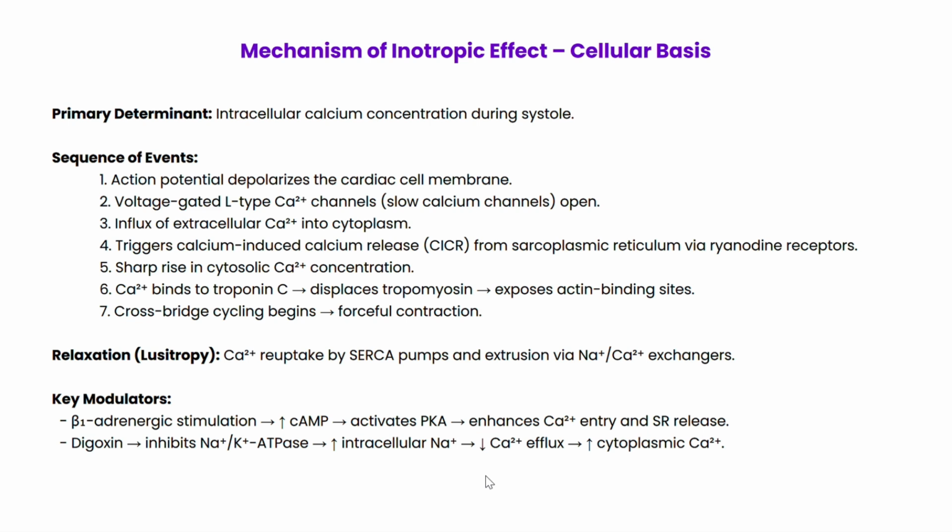digoxin, which comes from digitalis, and blocks the sodium potassium ATPase, increasing intracellular sodium. This reduces calcium removal by the sodium calcium exchanger, leading to more calcium inside the cell and a stronger contraction. So, at the cellular level, inotropy is all about calcium: how much enters, how much is released, and how efficiently it's handled during each heartbeat.